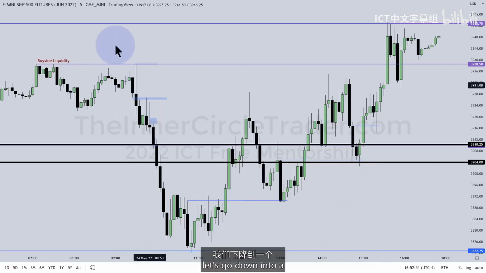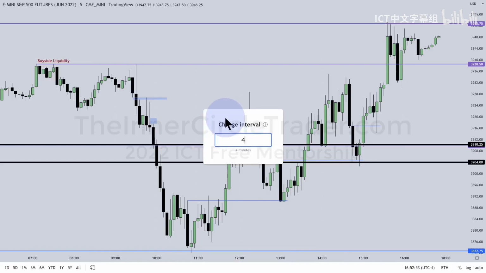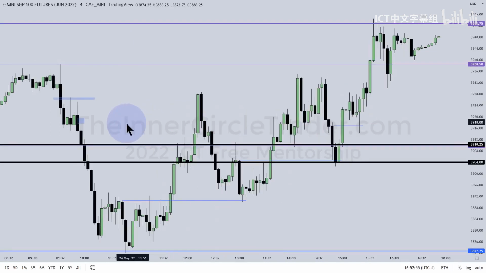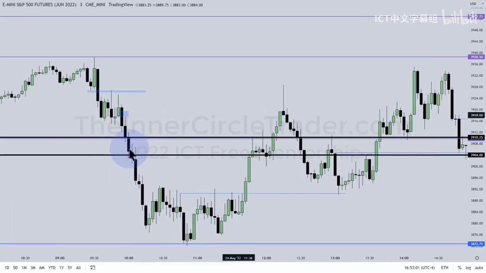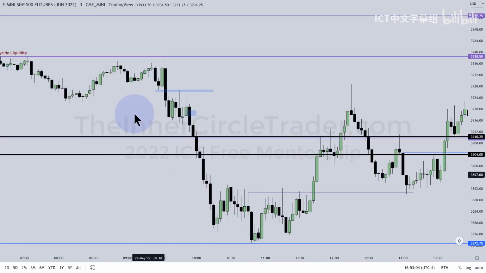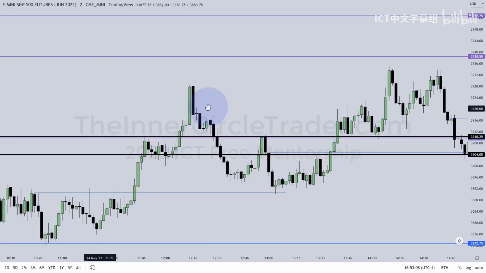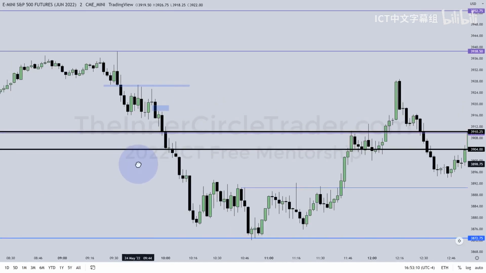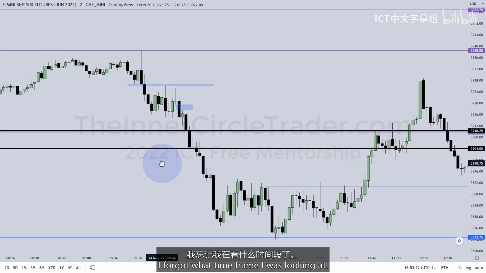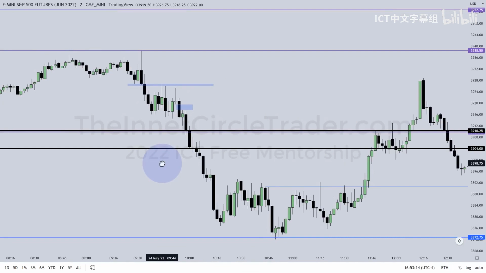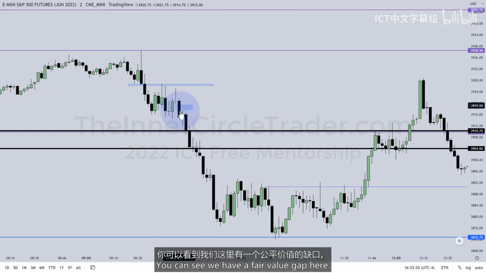But let's go down into a 4-minute chart. Actually, let's go into a 3. And no, let's go down to a 2-minute. There it is. I forgot what time frame I was looking at. Good grief. All right, so we drop down to a lower time frame. Here's a 2-minute. You can see we have a fair value gap here.